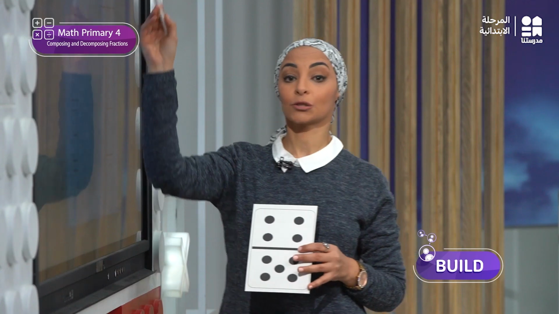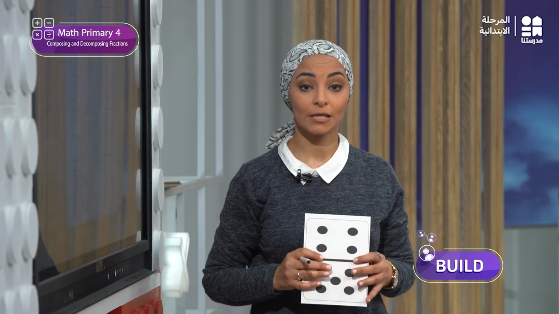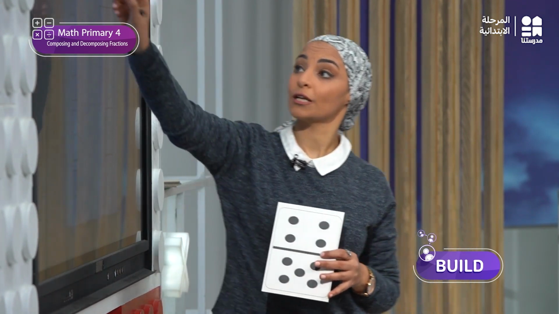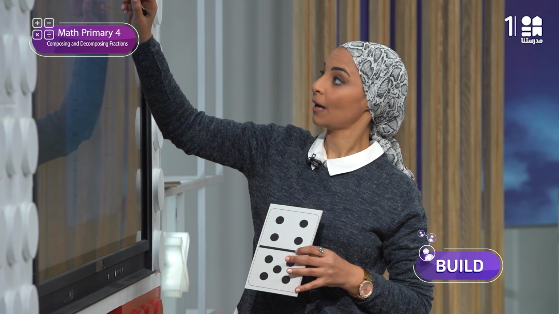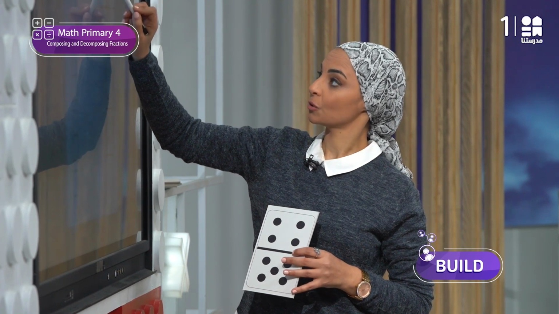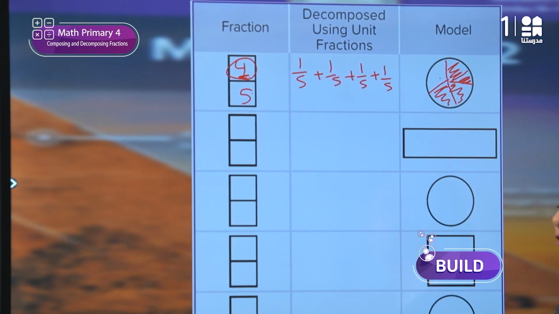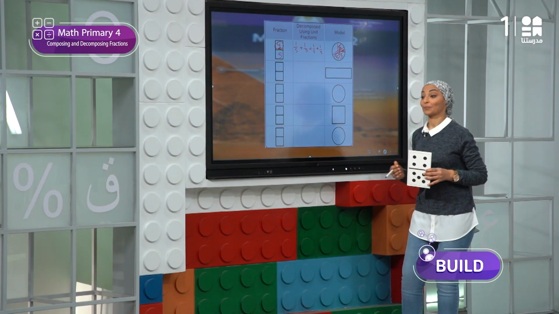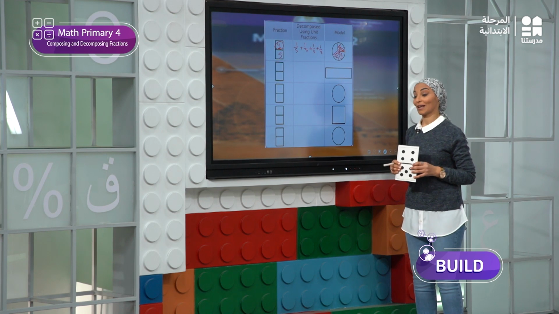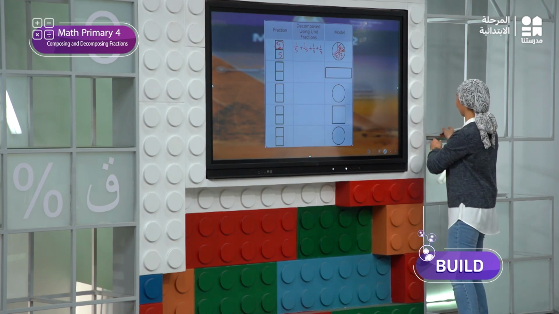I will divide the circle into 5 equal parts as you see here, and I will shade only 4 parts. So I will shade 1, 2, 3 and 4, because my fraction is 4/5. Okay. Let's draw another domino. Let's draw another one. Okay.